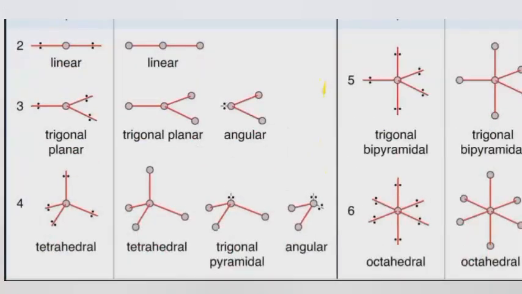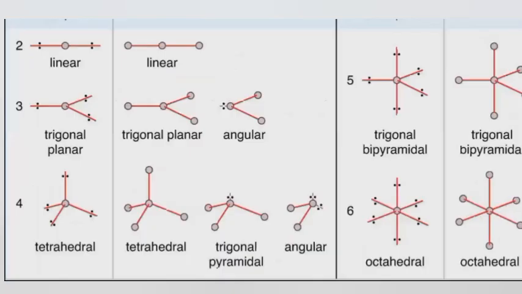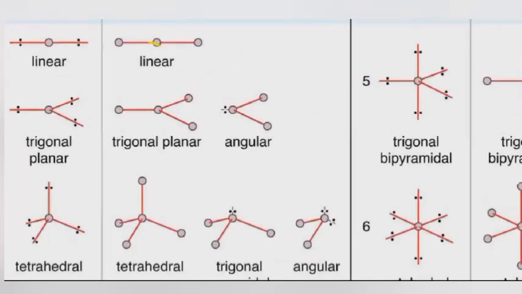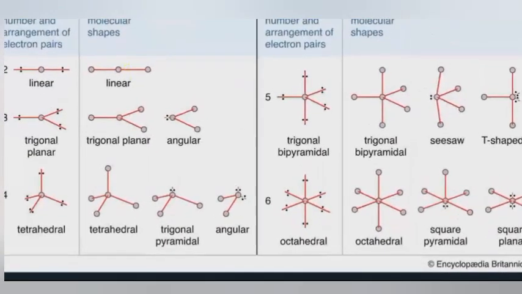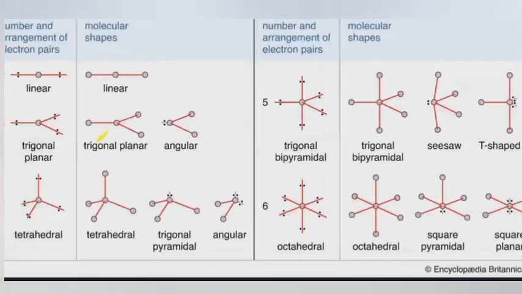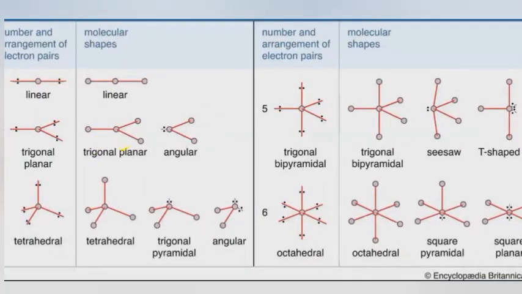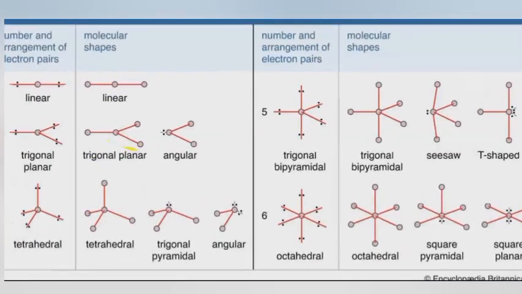So when you have two electron pairs, it usually causes the overall shape of the molecule to be linear. As you can see here, at this point, we have linear. So two electron pairs give a linear shape. The same thing here gives you trigonal planar. The same thing with here.